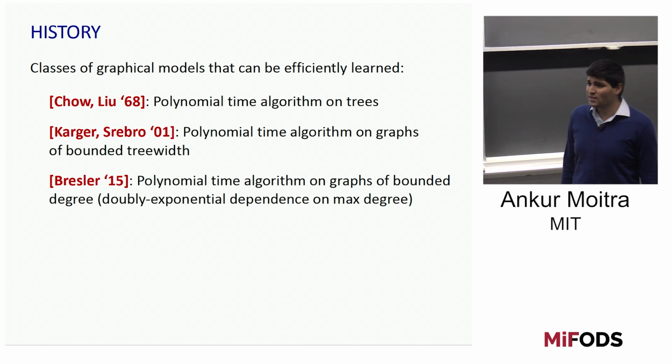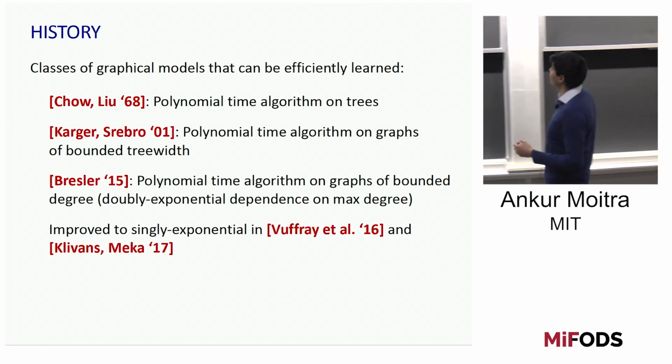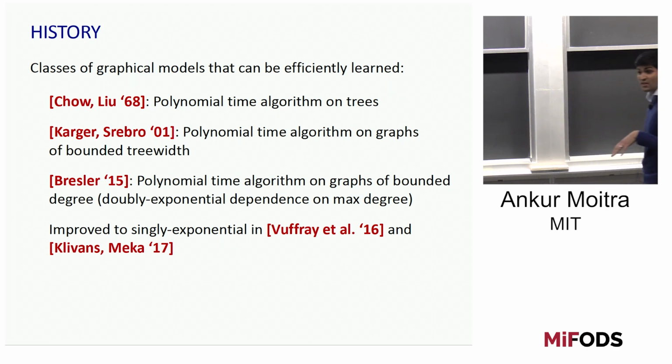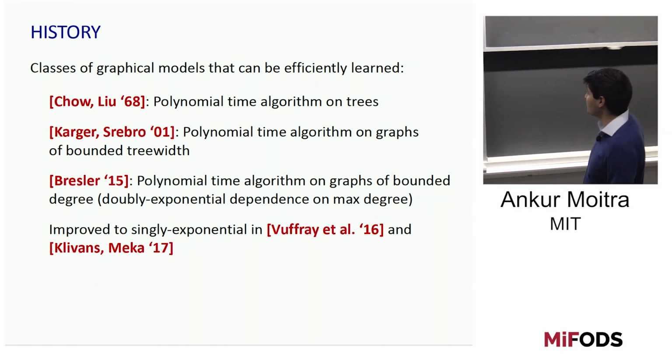But the important thing is it's not an n to the d type algorithm, which you would get by brute force searching over who your neighbors are, if you didn't know anything. Now, this was improved in later work by Vuffray et al. and Klivans and Meka, who improved the dependence on the max degree to being singly exponential. And this actually turns out to be information theoretically optimal, because you just need that many samples.